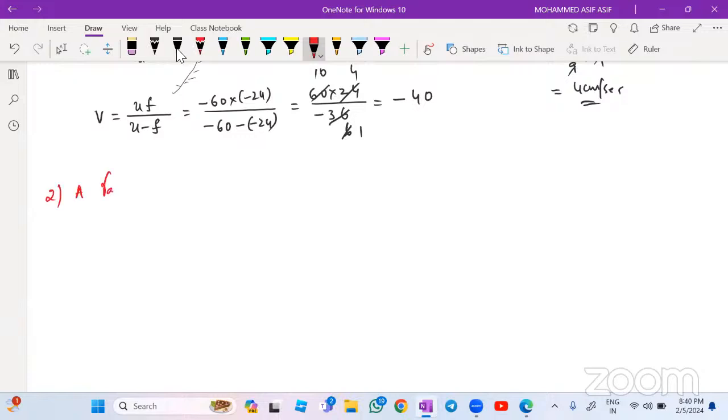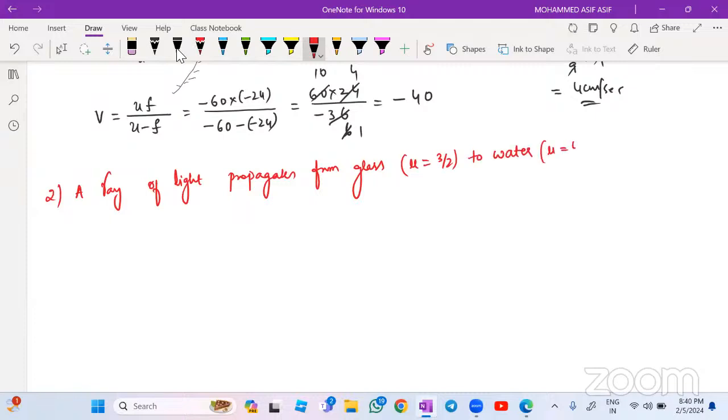A ray of light propagates from glass, the refractive index of glass being 3 by 2, to water, refractive index of water being 4 by 3. The value of the critical angle is? Chalo, tell me.